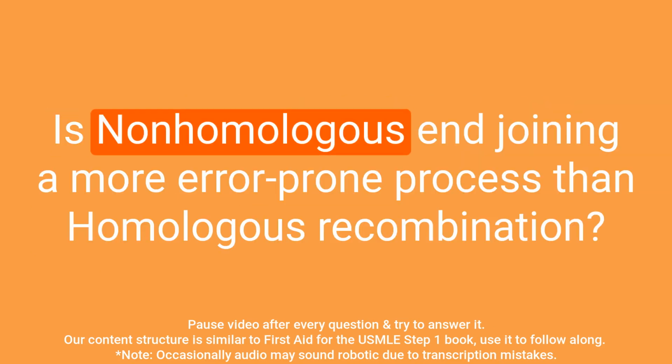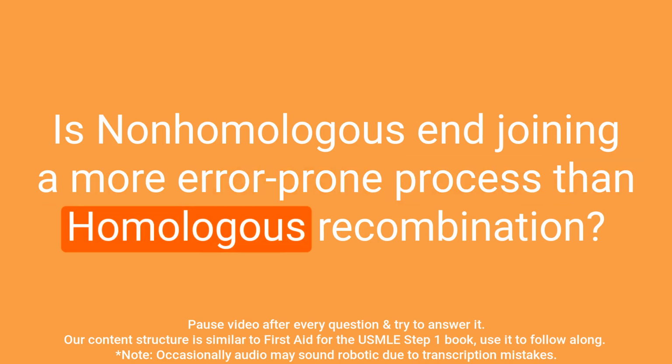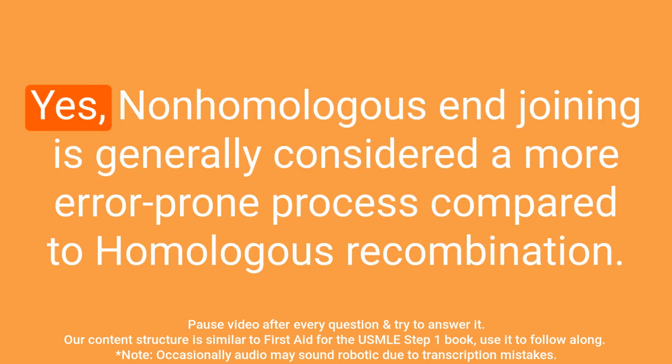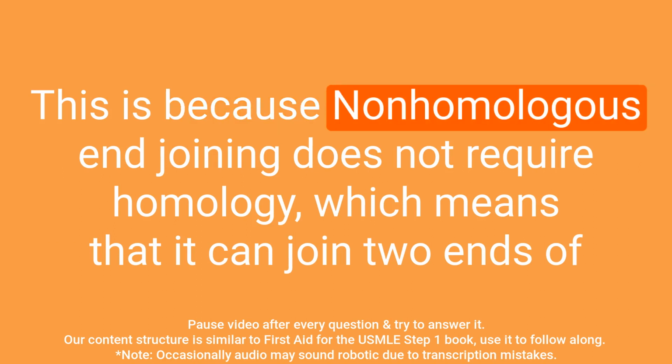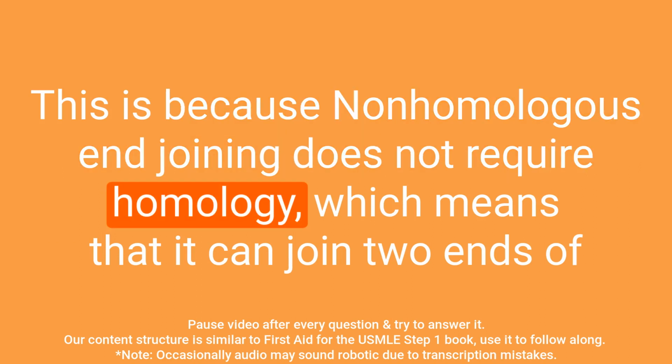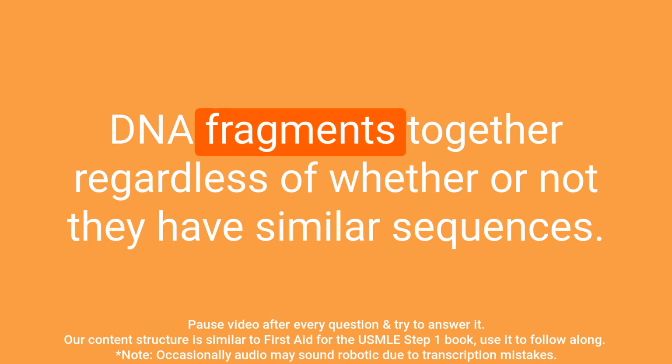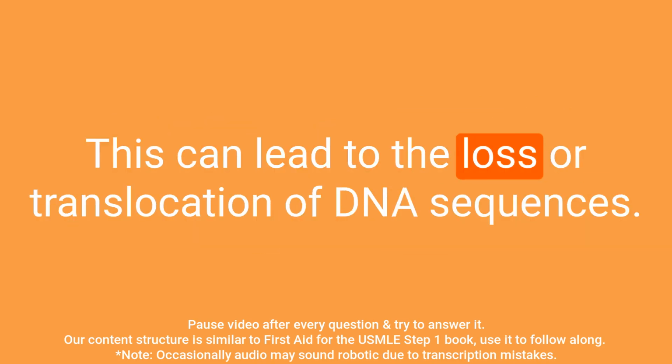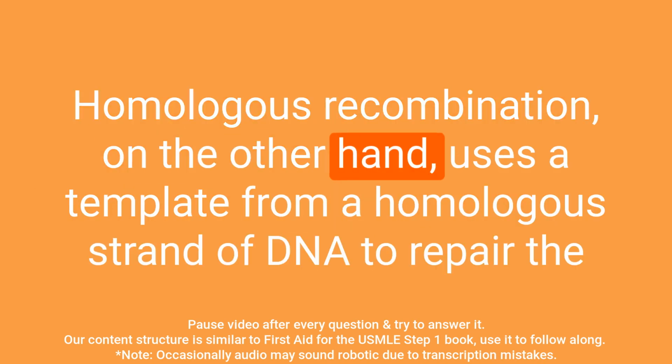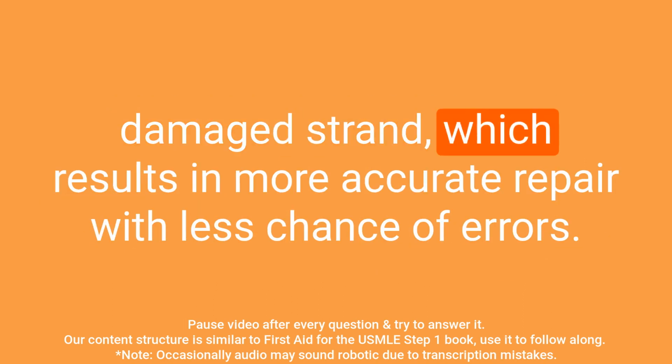Question: Is non-homologous end joining a more error-prone process than homologous recombination? Answer: Yes, non-homologous end joining is generally considered a more error-prone process compared to homologous recombination. This is because non-homologous end joining does not require homology, which means that it can join two ends of DNA fragments together regardless of whether or not they have similar sequences. This can lead to the loss or translocation of DNA sequences. Homologous recombination, on the other hand, uses a template from a homologous strand of DNA to repair the damaged strand, which results in more accurate repair with less chance of errors.